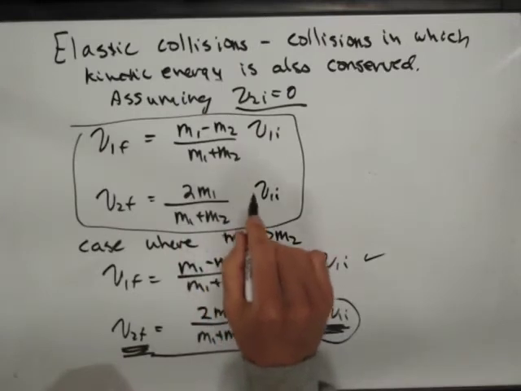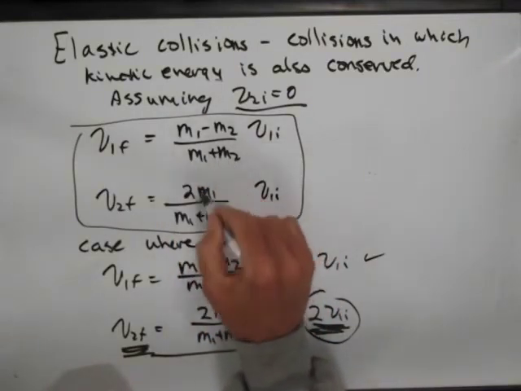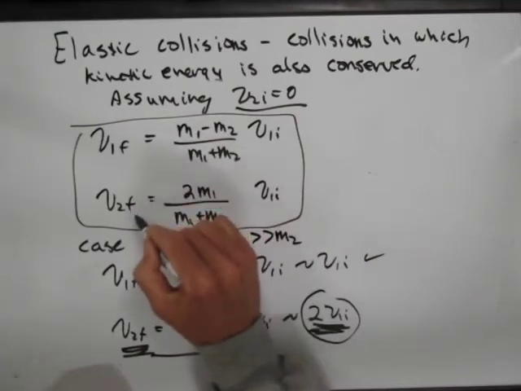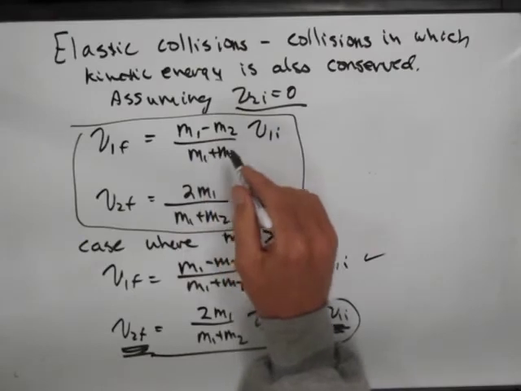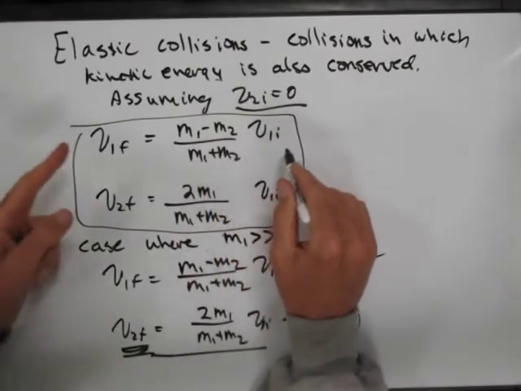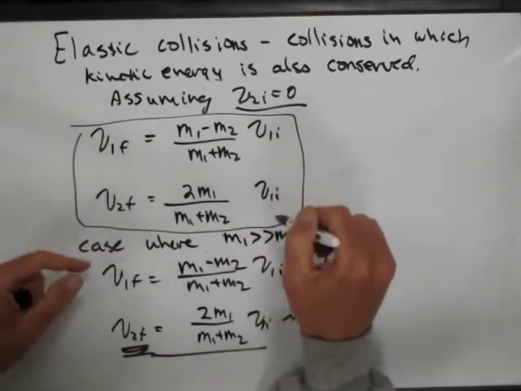And if you have that and an elastic collision, you can solve for the final velocities. Otherwise, you have to go back to the previous slide and work out what the two equations give you for conservation of momentum and conservation of kinetic energy.